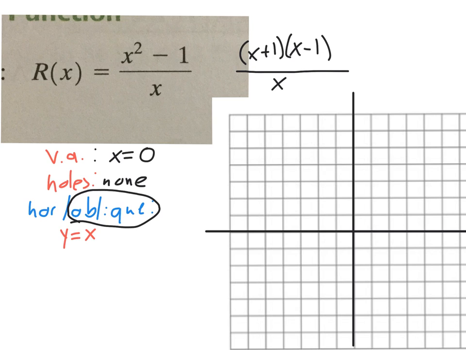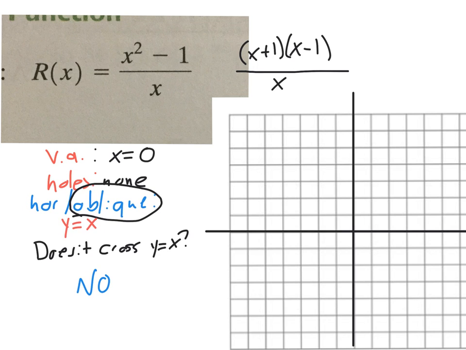Now the next thing I want to know is, does my graph cross the oblique asymptote? Does it cross, in this case, y equals x? So again, I want to go to the next page to do the scratch work to find out if it does or doesn't. Okay, the next thing we're going to do is find out what are the x-intercepts and what are the y-intercepts. I'm going to do that again on the next page, and we'll come back with an answer in just a moment.